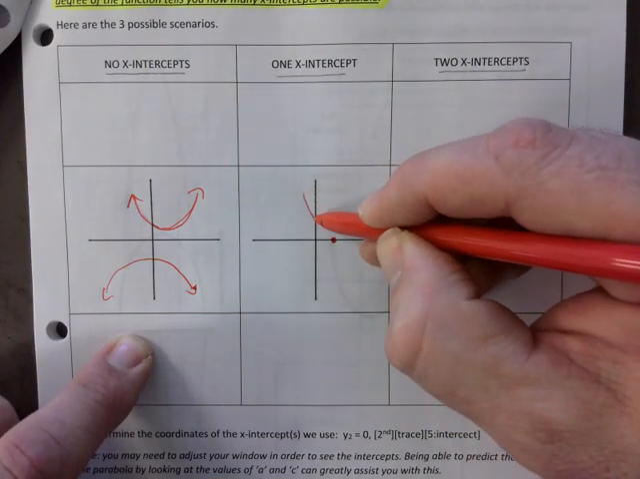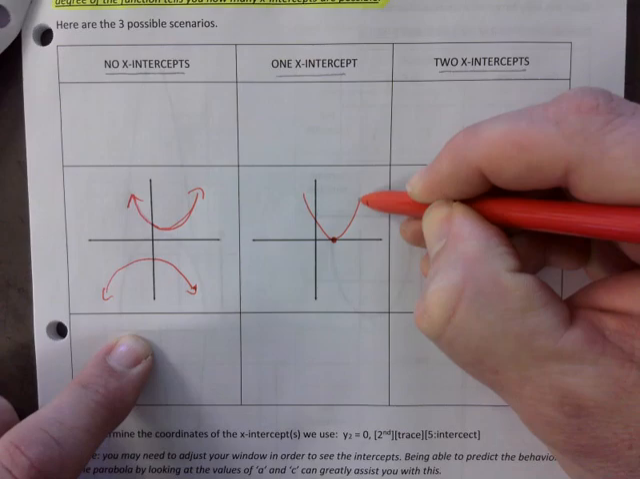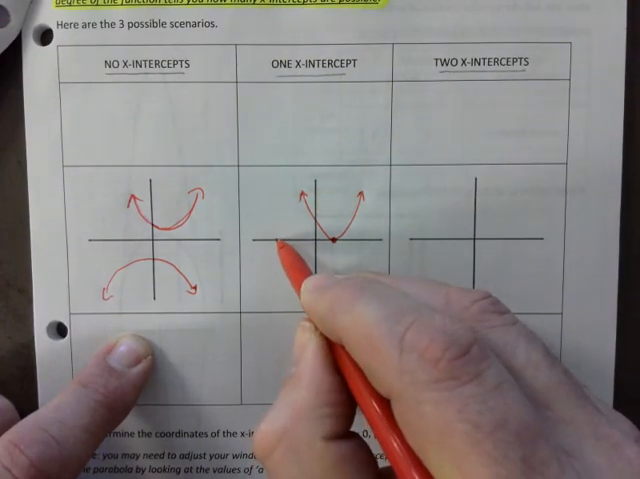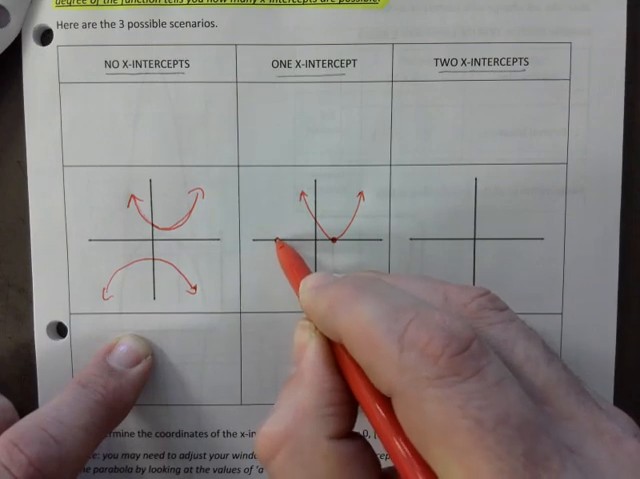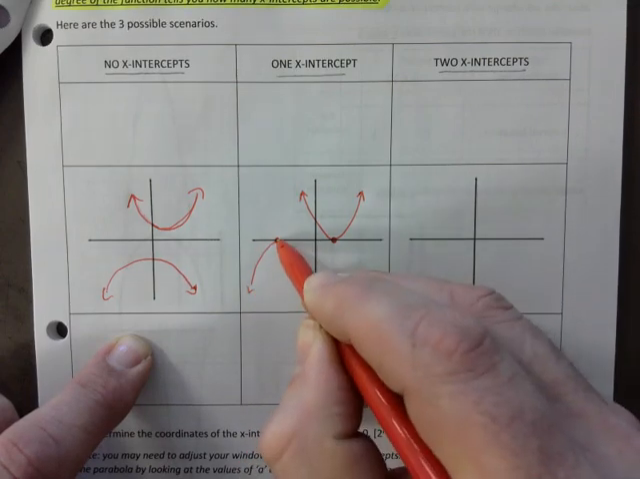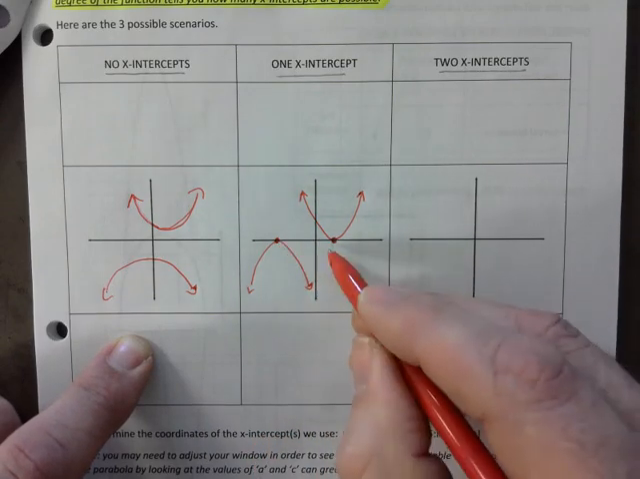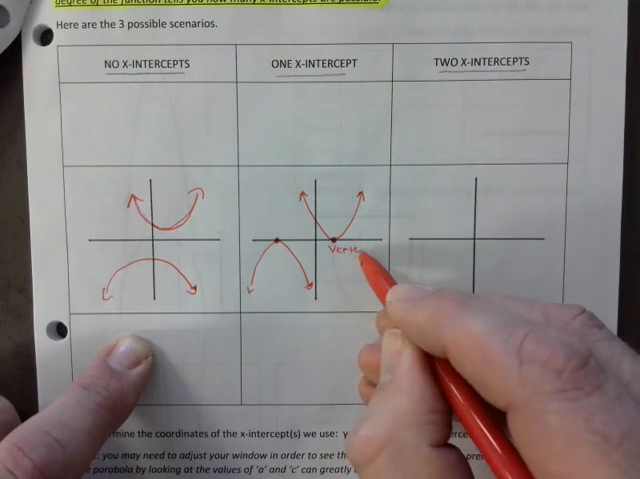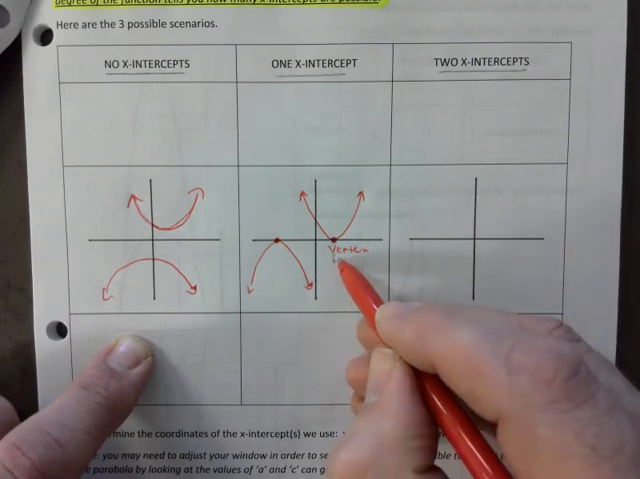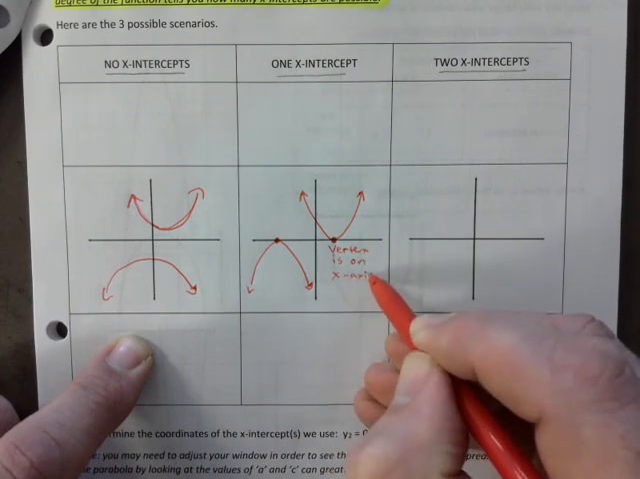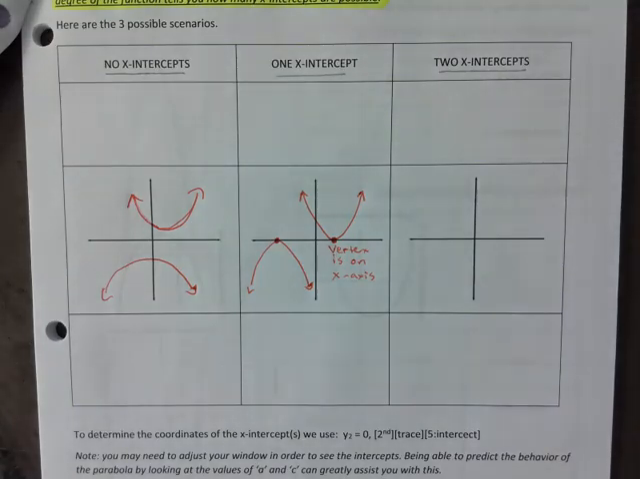So it could go up like this, or you could have a scenario where the vertex is sitting right on it and it's going down. So make sure you have a big dot there saying that the vertex is on the x-axis. That's how you know there's only 1.